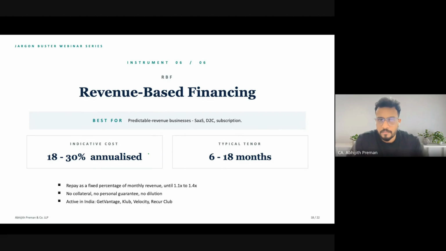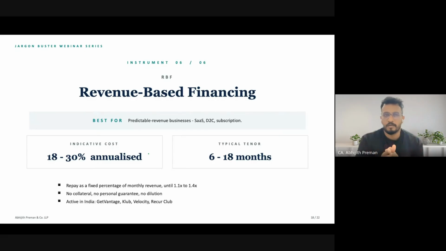For example, if they are giving you 1 crore, they would want the return in the next 6 months. They would want 1.1x, which means 1 crore 10 lakhs would be the overall repayment that you have to pay. And that's repaid as a fixed percentage of the monthly revenue.